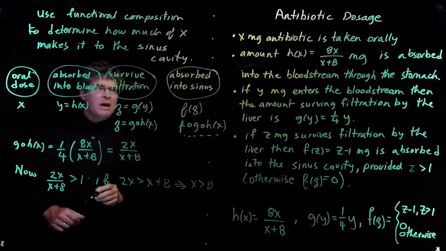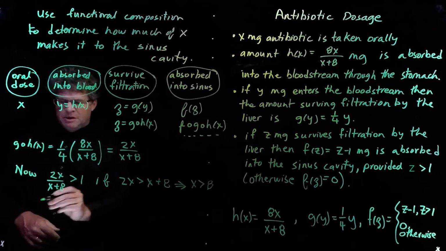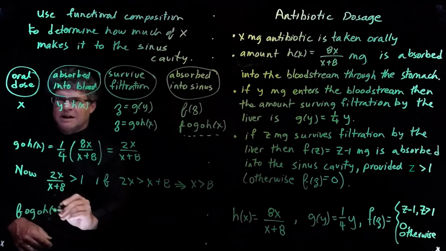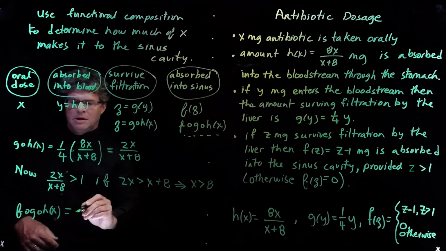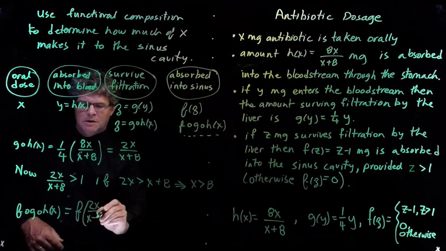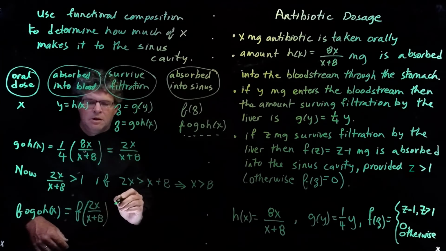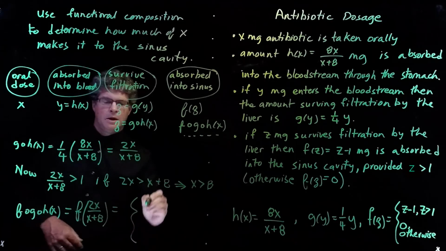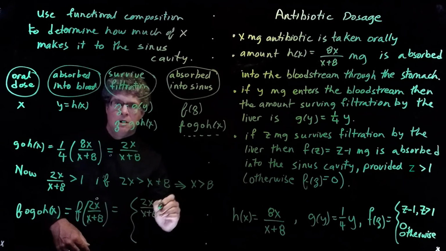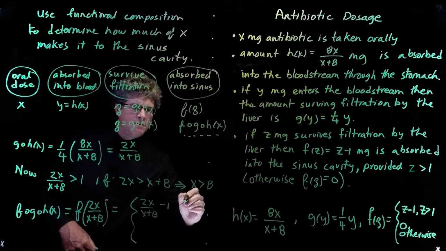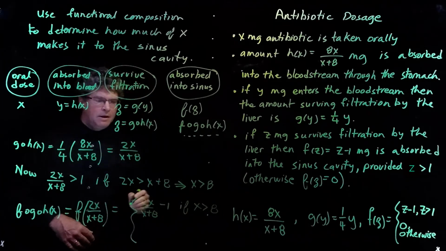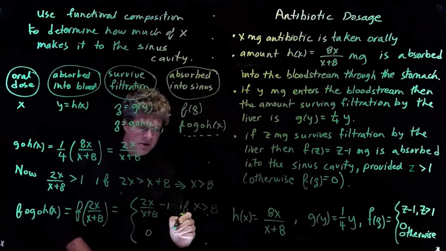And so we remember that when we write up our F function. So F of G of H of X is going to be F of 2X over X plus 8, which is equal to 2X over X plus 8 minus 1 if X is greater than 8. And otherwise, it's going to be 0.